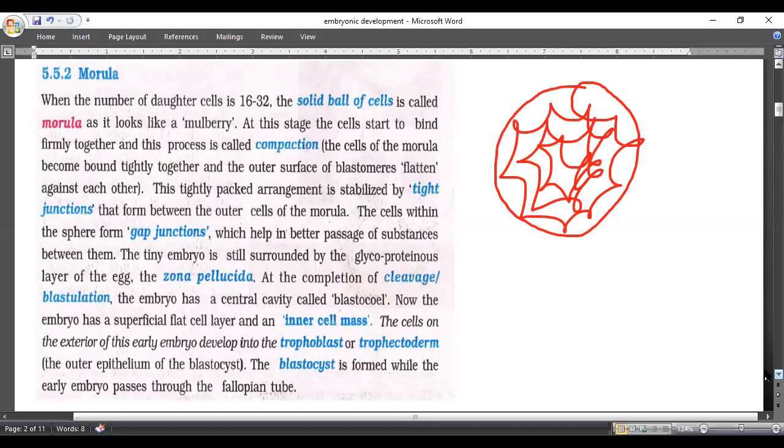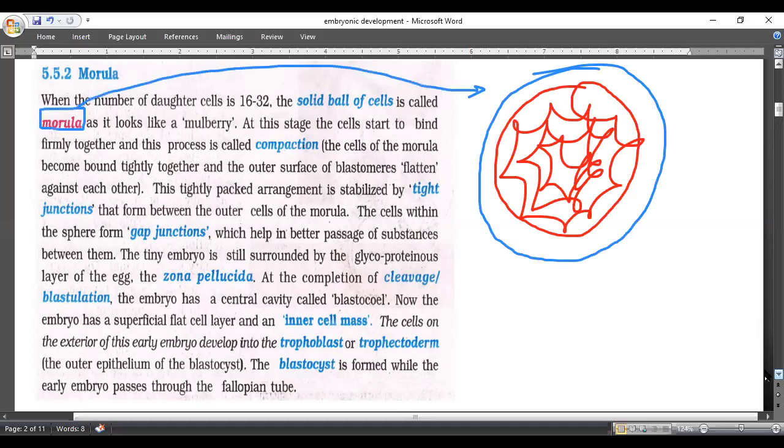The zona pellucida is still there. The solid ball of cells is called a morula, and it looks like a mulberry. At this stage, the cells start to bind firmly together, and this process is called compaction. The cells are becoming compact. Let me draw the compaction condition here.